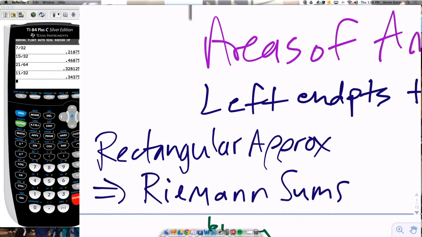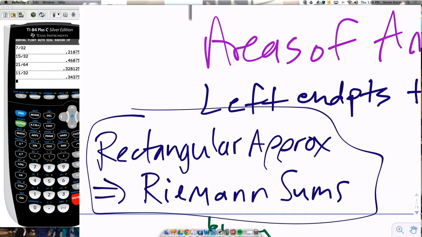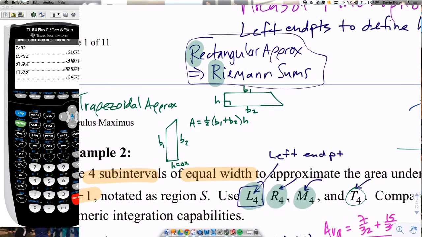So if you ever heard the word Riemann sums, that just means use rectangles. And it's very easy to remember Riemann and rectangles because neither one have a Q in the name, right? That's how you remember. Riemann, rectangles. Rectangles, Riemann. No Q sound. Okay? The trapezoidal approximation is not Riemann sums. Riemann sums are what shape? Rectangles.